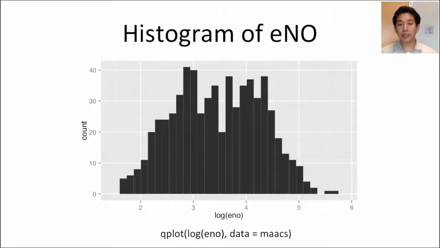So here's a basic histogram of exhaled nitric oxide. This is the log of exhaled nitric oxide, and you can see it has an interesting shape. It looks like there are 2 peaks, or maybe even 3 peaks, as you go across the histogram. At the bottom of the plot, I've got the code that makes this histogram in case you're wondering how you make it. I use the ggplot function to make the histogram.